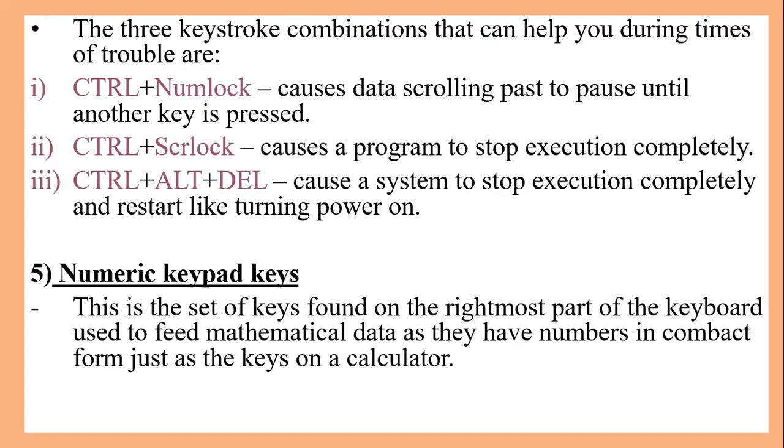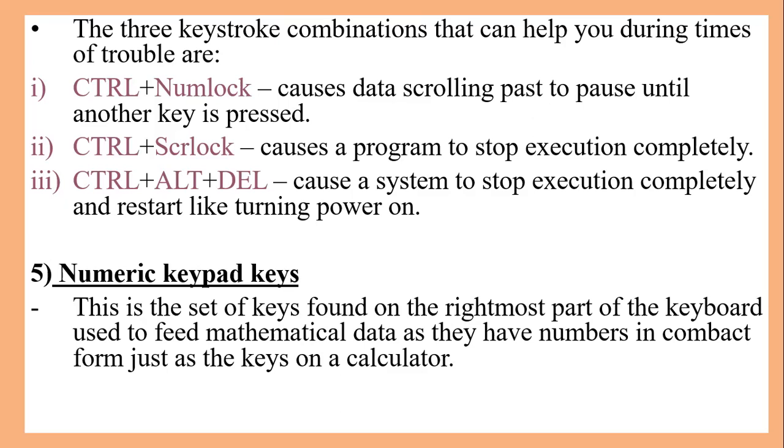The 3 keystroke combinations that can help you during times of trouble include Control and Num Lock. This causes data scrolling past it to pause until another key is pressed. What about when you press the Control key together with the Scroll Lock key? This causes a program to stop execution completely. And then we have the Control, Alt, and Del keys pressed in combination. This combination causes a system to stop execution completely and restart like turning the power on.